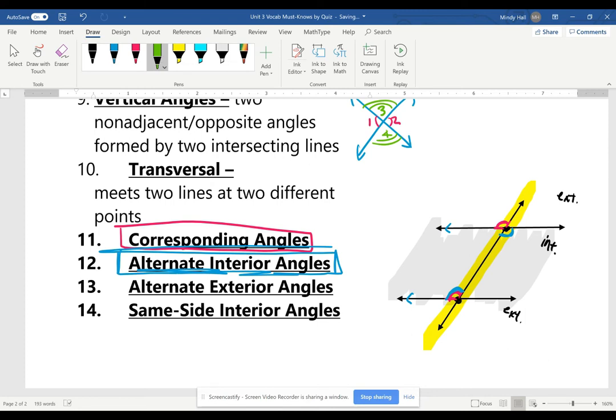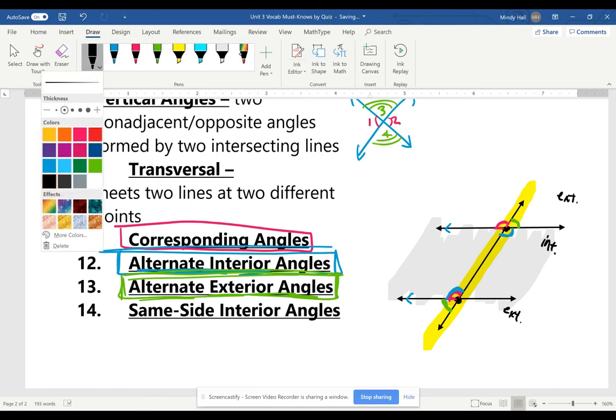So then alternate exterior angles we will do with green. And as you expect, they are on the outside but on opposite sides. So if I was over here, my alternate exterior angle would be on the other side of the transversal, but also on the opposite end. So alternate exterior angles. And then, last but not least, we would have same side interior angles.